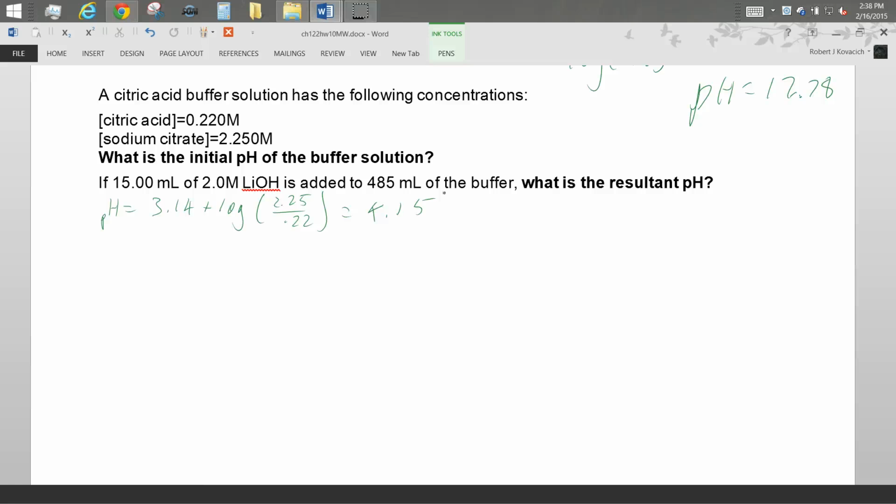It makes it go up, right? So what we had is the weak acid was bringing the pH down, but the salt of that weak acid brought the pH up a lot more than the weak acid brought it down. Does that make sense? If the top and bottom were both 0.22, then those two numbers would cancel out and the pH would be 3.14.